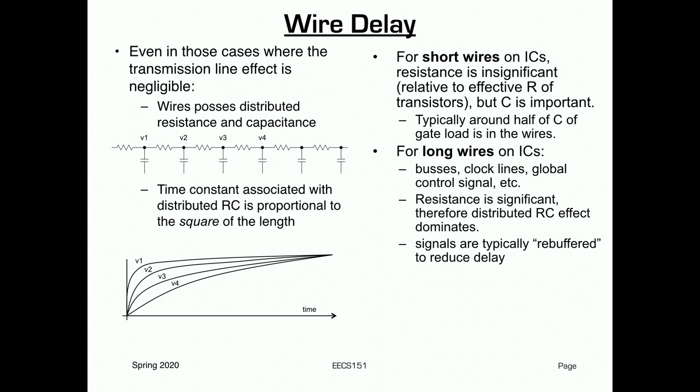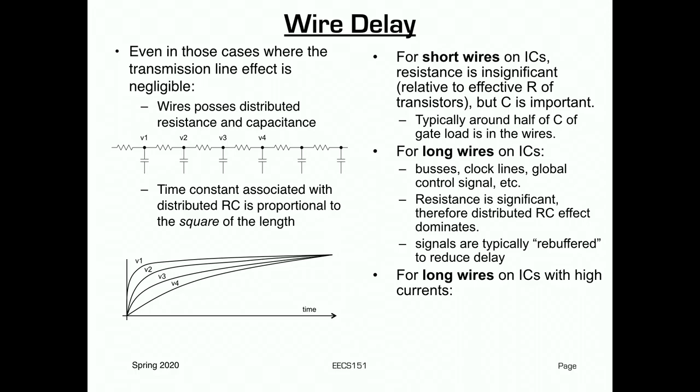If you made wires that go all the way across the chip, you could not get a signal through that wire within 1 clock period, because these chips are running at very high speed. So you have to do something to reduce the delay on long wires, and we typically use a rebuffering technique to mitigate that long delay. And I'll show you how that works in a minute.